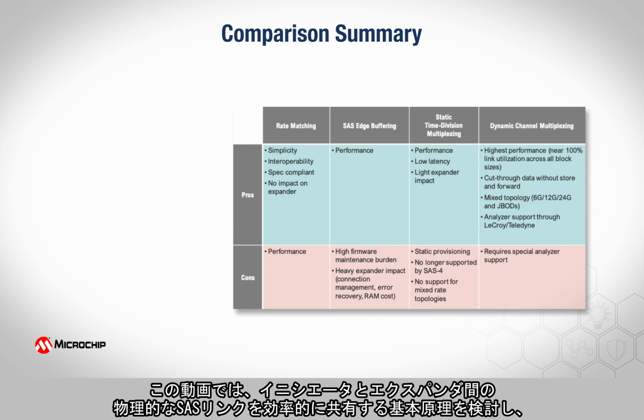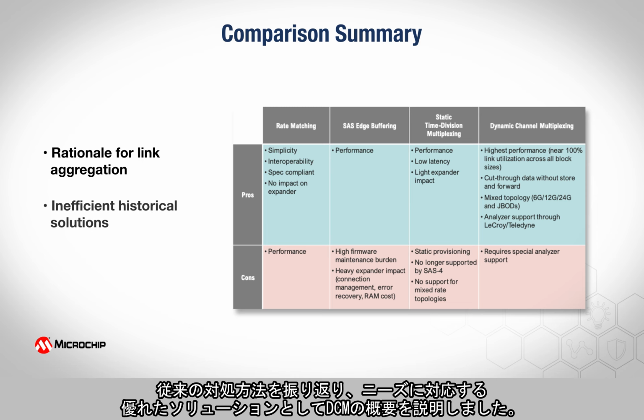In this video, we examined the rationale for effectively sharing a physical SAS link between an initiator and an expander, reviewed historical mechanisms to deal with it, and provided an overview of DCM as a superior solution that meets this need.